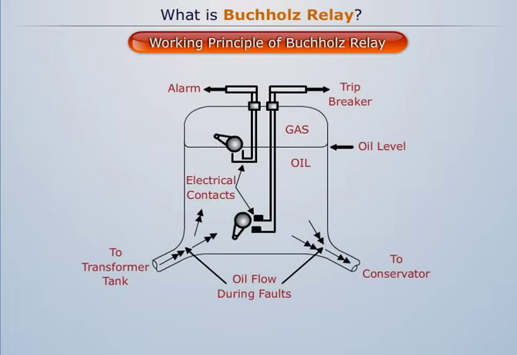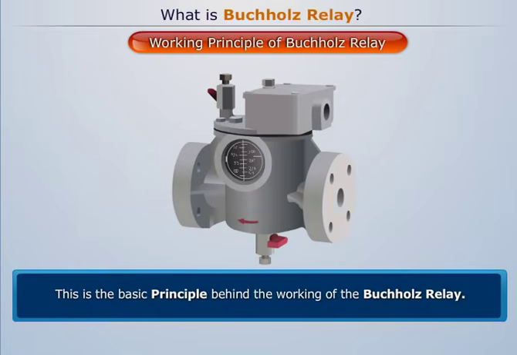The heat generated during the fault will be high enough to decompose the transformer oil, and the gases produced can be used to detect the winding faults. This is the basic principle behind the working of the Buchholz relay.